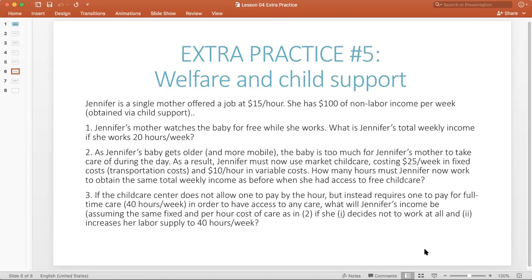So solving this for the math. So the wage rate was $15 an hour. And then she has $100 of non-labor income, which I'm just going to make a note is from welfare.